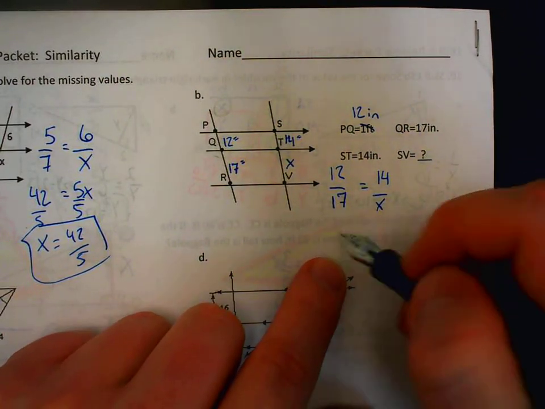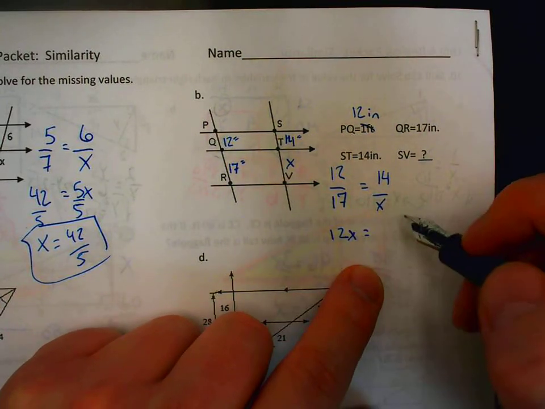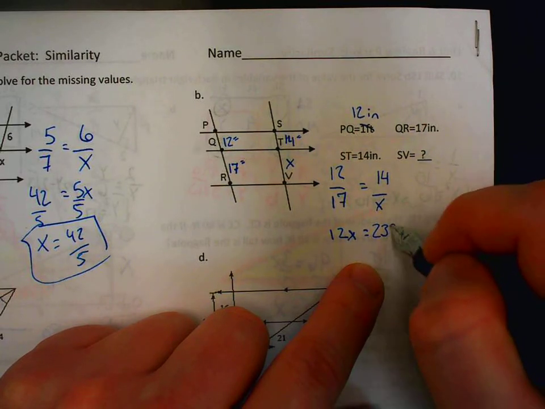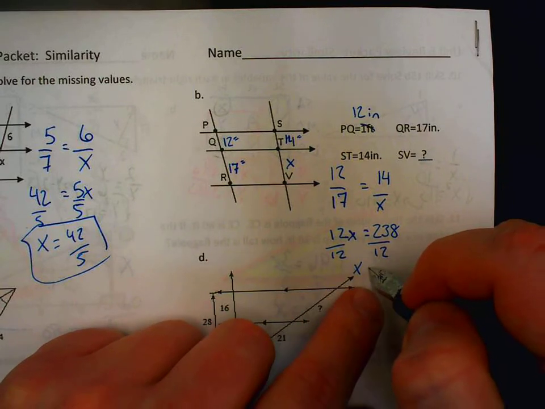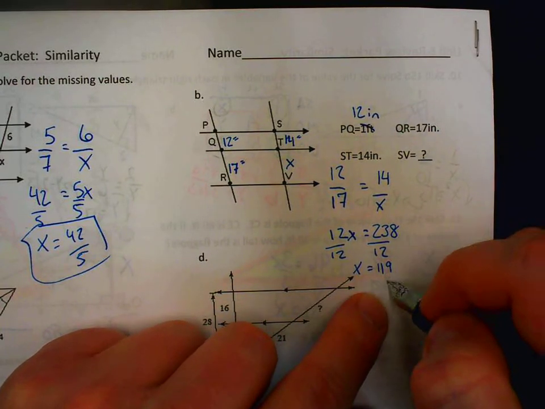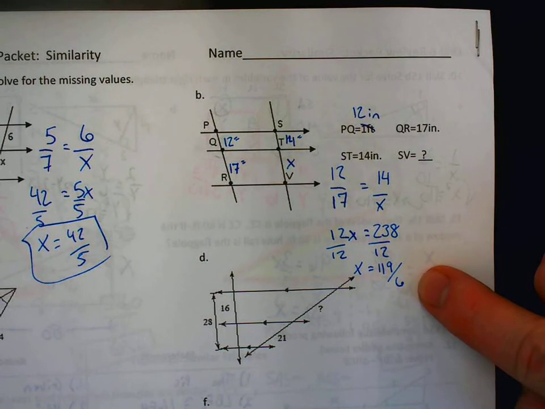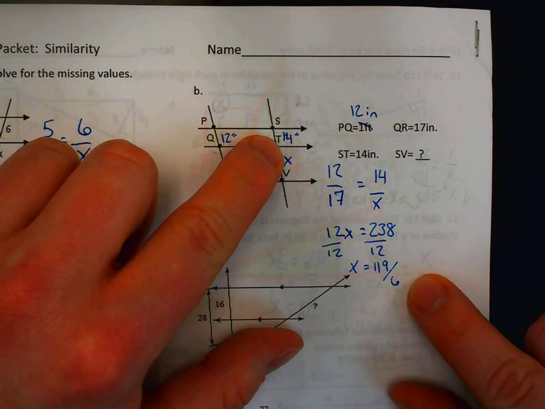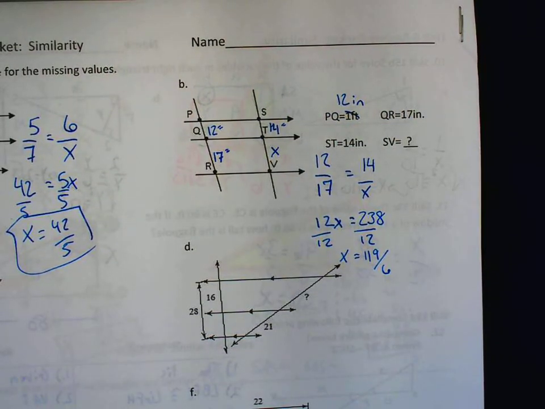Cross multiply. 12 times x would be 12x. And then 17 times 14 would be 238. Divide by 12. And that gives us 119 over 6. Now, leaving this as a fraction is preferred. However, we're going to need to add 14 to that because we want to find the length of SV, not just that part. So in this case, it makes more sense to turn that into a decimal.